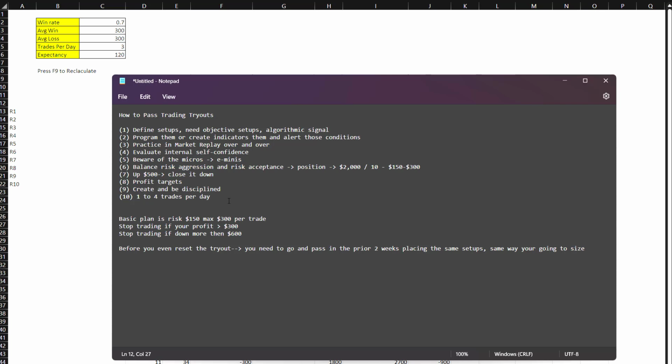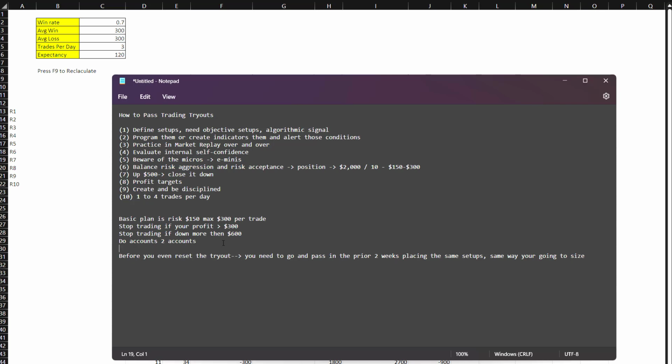Go to the sim, have your sim up so you can get on the sim, right? And I'm going to say also, do 2 accounts at the same time so you're not as tempted. It's a little more expensive, but I say do 2 when you do it. But again, before you even start, before you even sign up, you need to pass the most recent 2 weeks on the market replay.